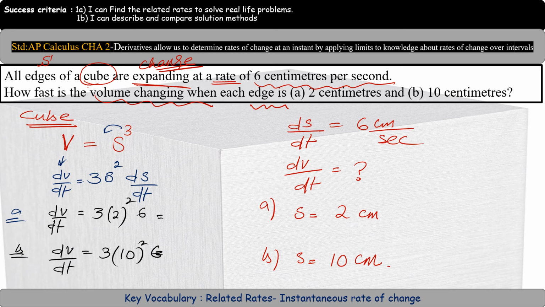You will get 72. And what will be the units? Centimeter cubes per second. Now for the second one, just change the s from 2 to 10. You will get 3 s square, so you will get 1800 centimeter cube per second. This is our answer, and this is the way we calculate our volume.